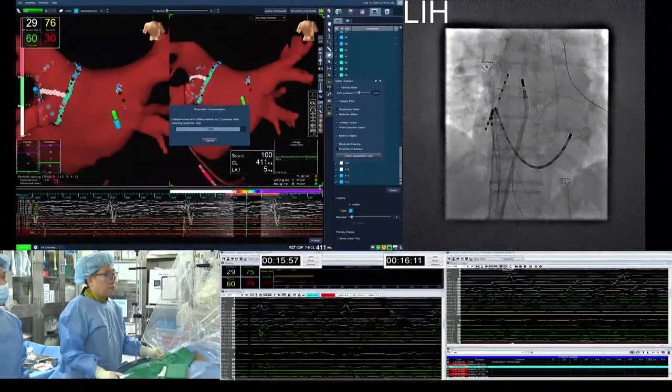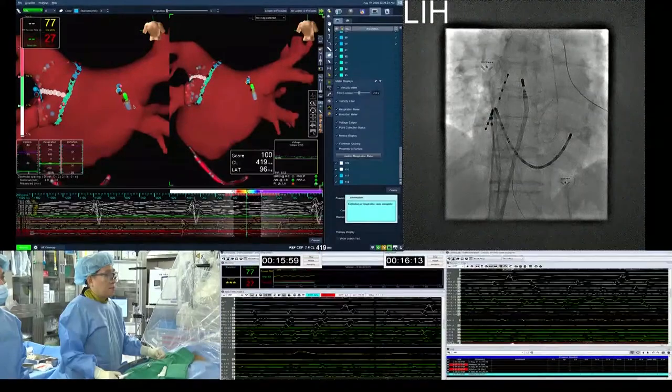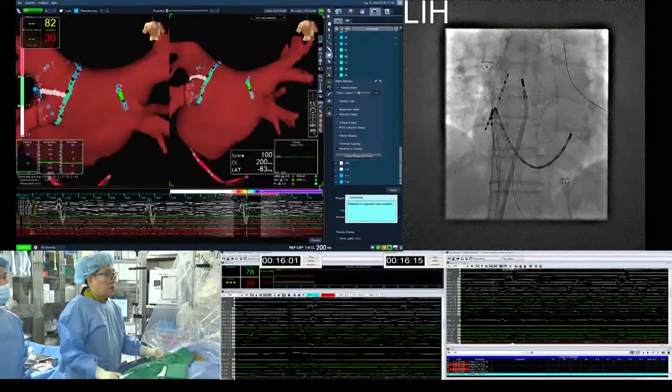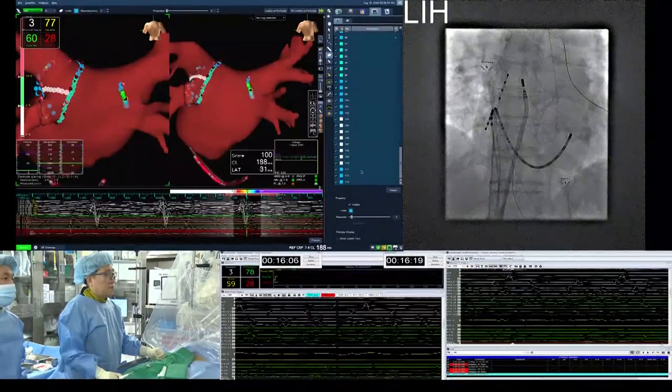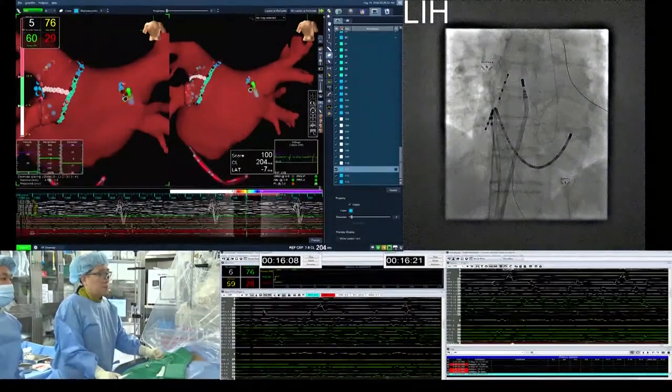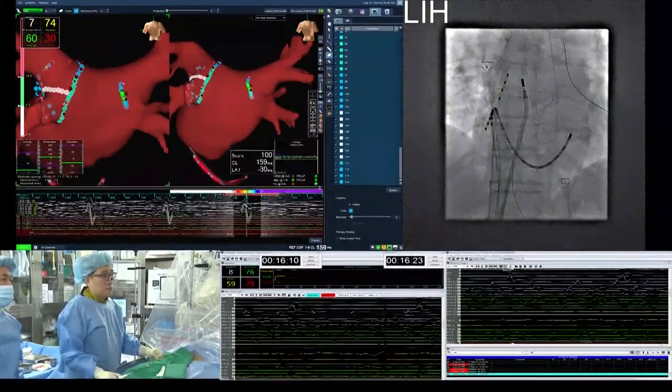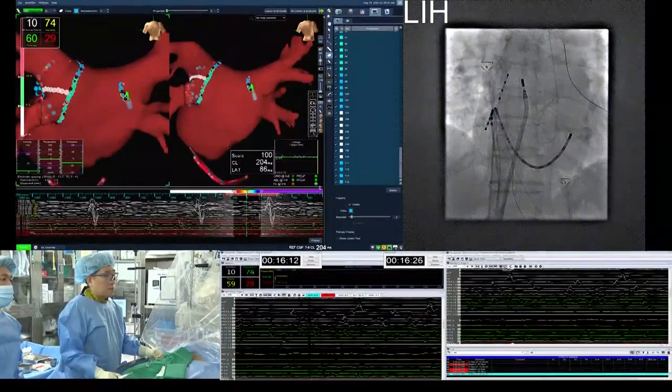Also, this area contacts the posterior wall, the posterior mediastinum, and patients complain of pain quite often. So please give her enough time to ablate the right side, posterior side antrum.